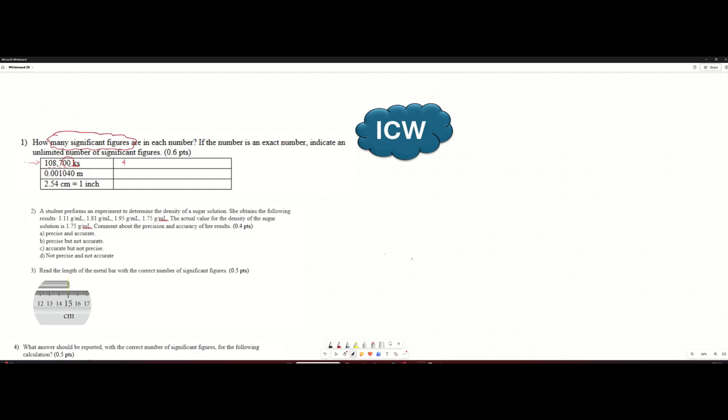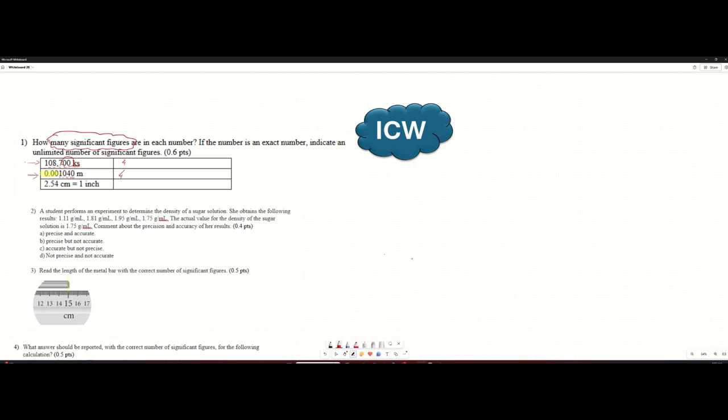And here, those are leading zeros. The leading zeros are not counted even if you have the decimal point over here. The only zeros that you're going to count are the zeros after non-zero numbers. Okay? So here we have 1, 2, 3, 4. So we have 4 significant figures.